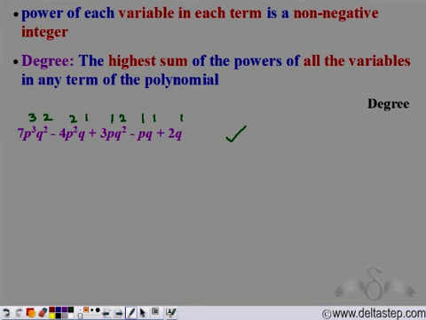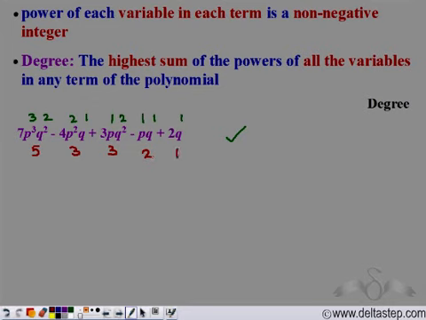Let us consider this term. We add the powers of this term. So what are the powers? 3 and 2. We add it. We get 5. We add the power of p and q here, 2 plus 1. We get 3. Again we add the power of p and q here. We get 1 plus 2, 3. We add the power of p and q in this term, 1 plus 1, 2. And here we just have q with power 1.